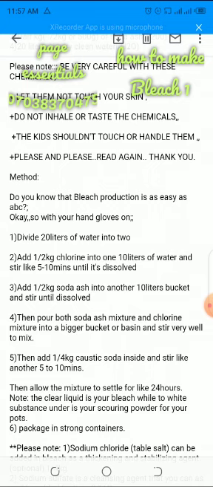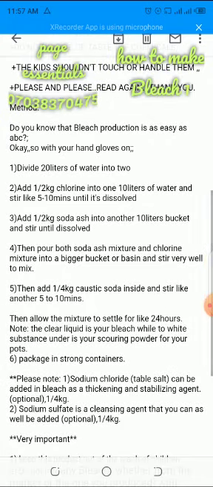The second step is to add 1/2 kg of chlorine into one of the 10 liters of water. When you add it, stir it very well, like 5 to 10 minutes, until it dissolves. The third step is to add your half kg soda ash into the other 10 liter bucket. Hope you understand. Yes, it's very simple. Just stir it very well. Don't allow it to touch your skin.